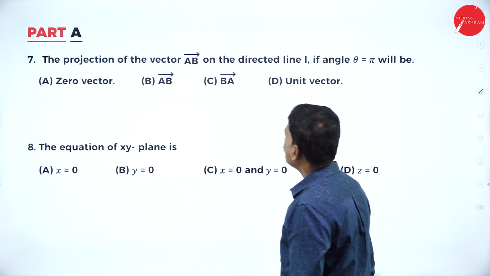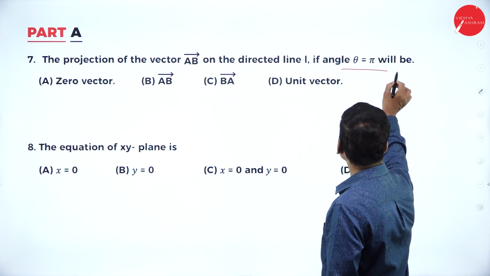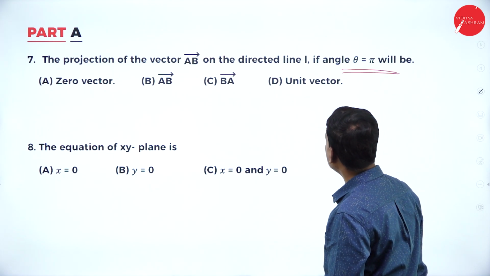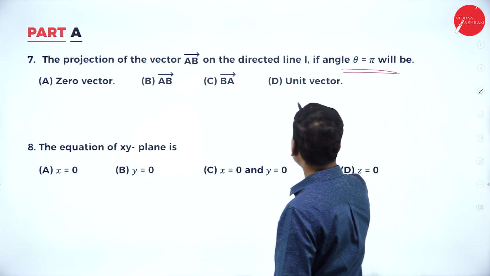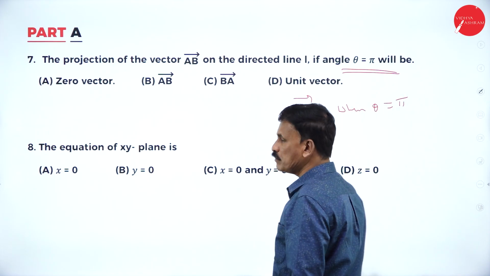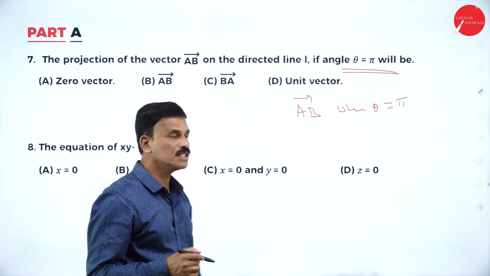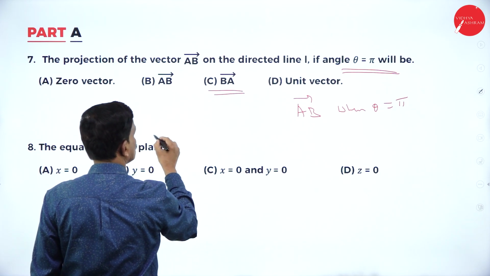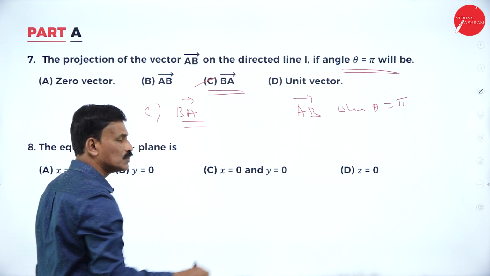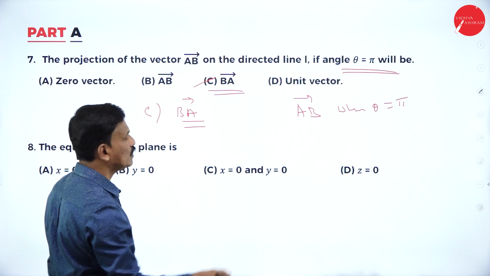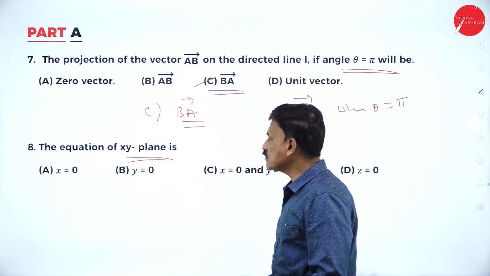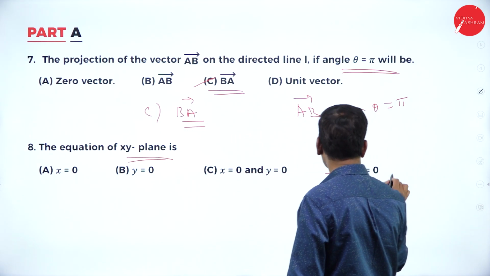The projection of the vector AB on the line segment if the angle theta is equal to pi. See, vector AB, length, vector BA and unit vector. The projection of AB when theta is equal to pi will be, what is the answer? The projection of this will be vector BA. BA is the answer for this. So C, that is nothing but vector BA. So if theta is equal to pi, 180 degrees, then the projection of AB will be BA. Next, the equation of the xy plane. In the xy plane, the z coordinate is 0, that is z is equal to 0.